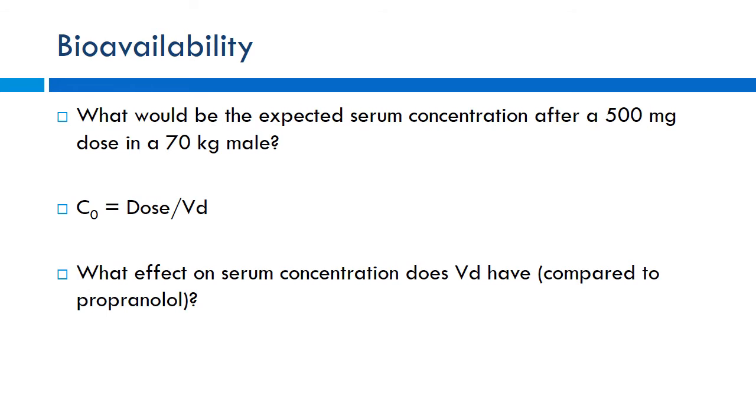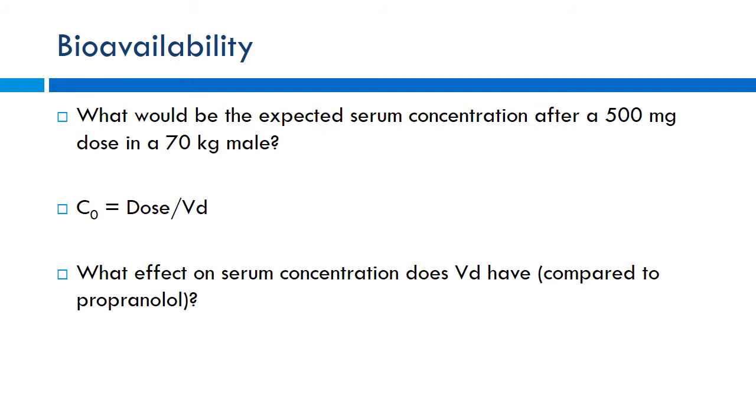Okay, next slide. Let's say we want to know the expected serum concentration after a 500 milligram dose in a 70 kilogram male. So what do we think? We know our dose: we gave 500 milligrams. How much of that should be getting through to the systemic circulation? 450, right? We said 90% bioavailable, which means 90% of that is going to make it through. So 450 is going to be our dose there.